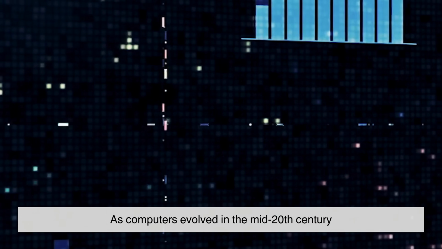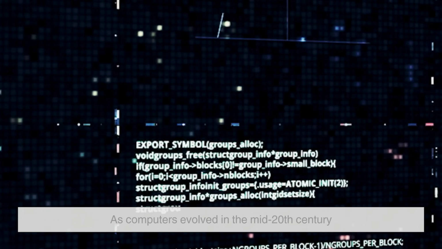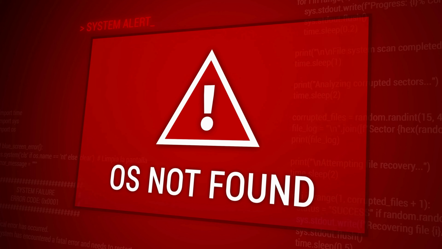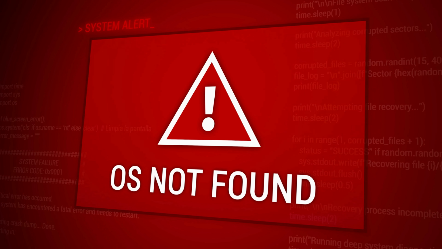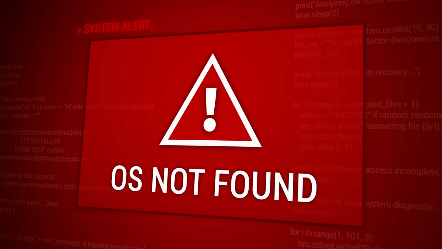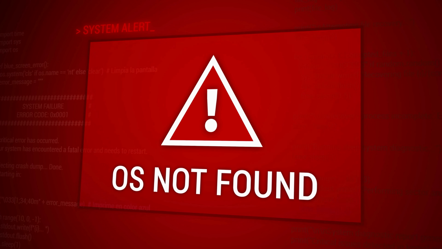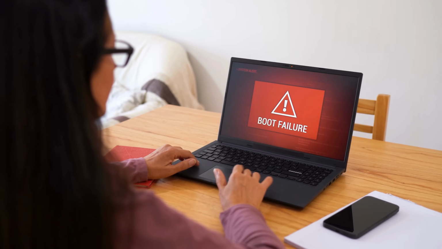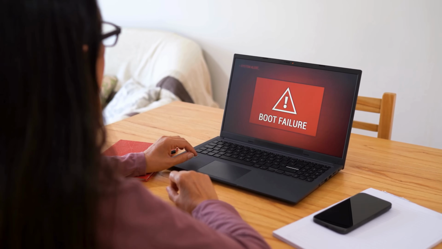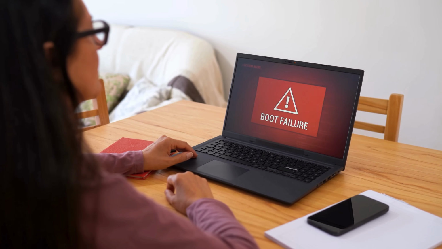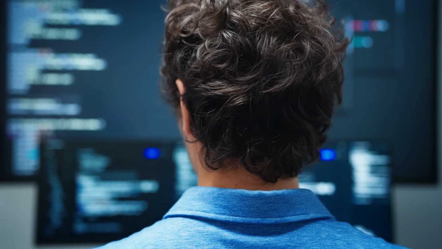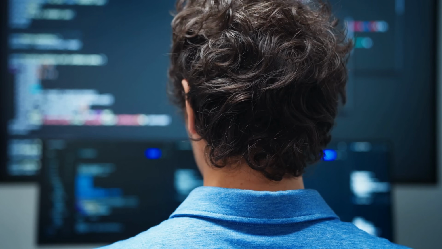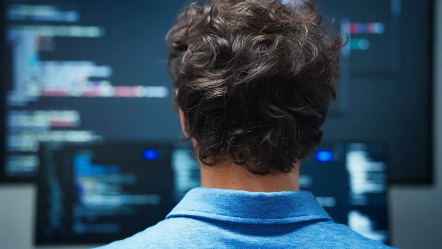As computers evolved in the mid-20th century, the word bug became central to programming culture. A single error in a program, like a missing character or wrong calculation, can cause unpredictable behavior, from minor annoyances to system crashes or security issues. Debugging is the process of finding and fixing errors. In modern software with millions of lines of code, even a tiny mistake can affect the entire system.